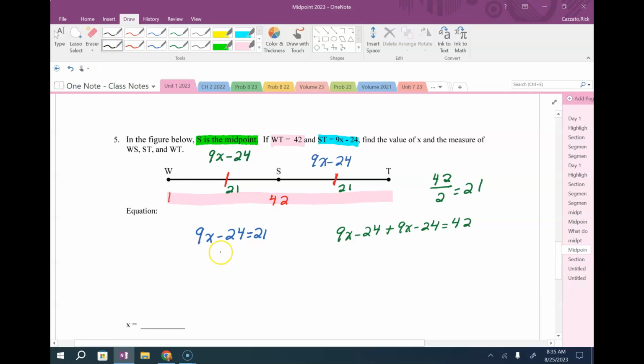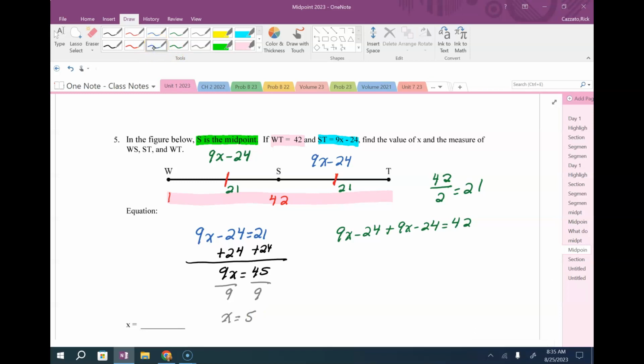I'll solve the blue equation first. Let's add 24 to both sides. You get 9x is equal to 45. And then you could divide both sides by 9. And you'll get x is equal to 5.